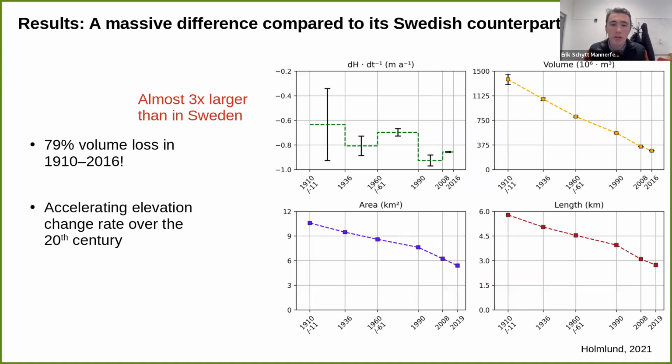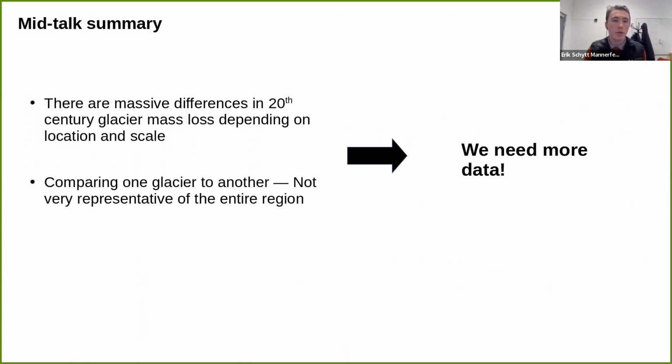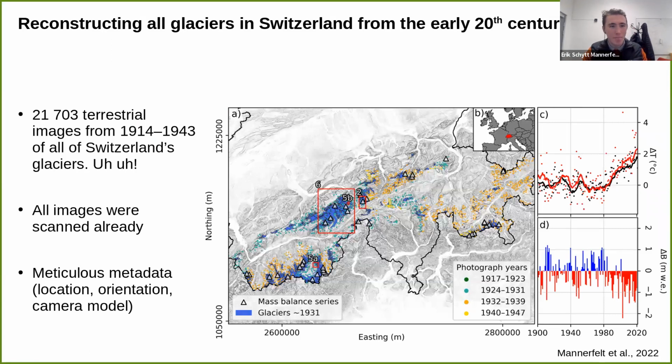And I also found some other things, like what most of us know, that elevation change rates are accelerating or increasing over time. So just to summarize where we are, there are these massive differences when comparing one glacier to another in 2 different regions. And that's incredibly interesting, but of course, this is not representative of all of Sweden or all of Svalbard. Therefore, we need more data. So I took a job to get more data.